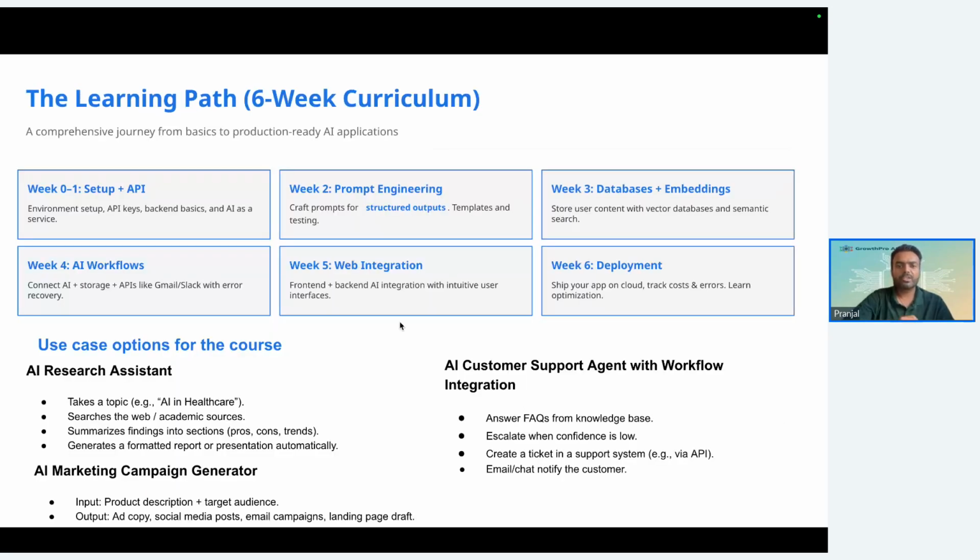So now this is the actual course, the 6-week curriculum. It will have different modules week-wise. The first week, the setup, will be week 0 and 1, where we will set up environment variables, API keys, backend basics, everything. Install any dependencies that we don't have. Then in week 2, we will learn about prompt engineering, which is the basic of AI app development: how to craft beautiful prompts for structured outputs, templates, and testing. Then week 3 will be about databases, because in this application that we saw, there's no database, right?